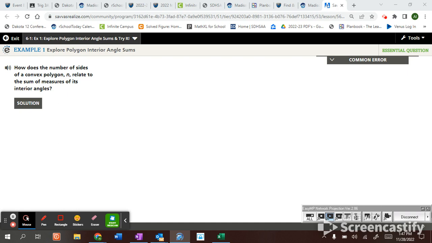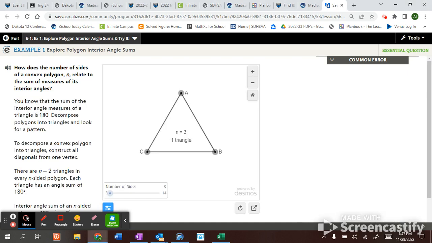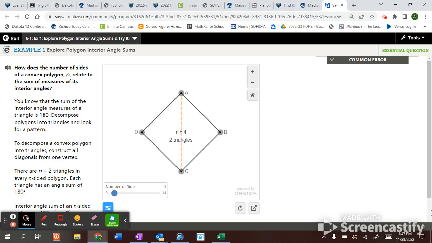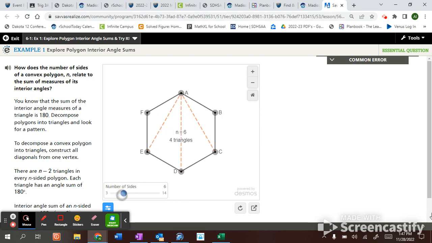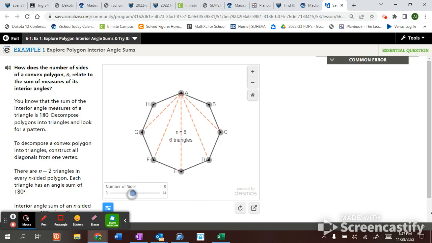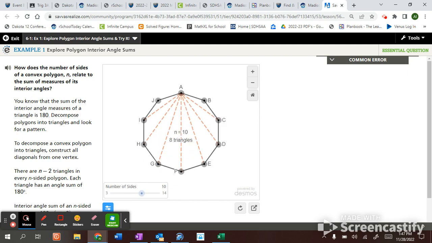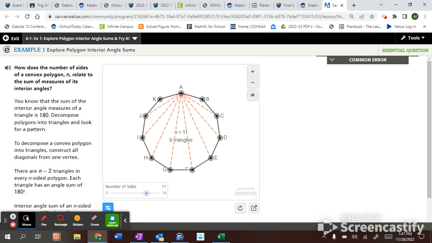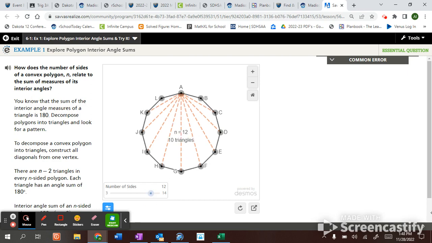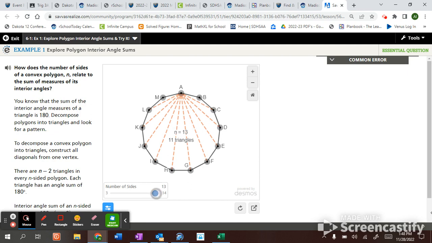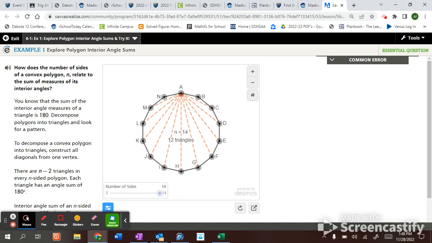So, boom. Triangle has 180. No matter what it looks like, it always has 180. That's not a triangle. So, triangle 180. We go 2 sides, 360. Okay? So, every time we add a side, we add a triangle, right? So, if there's 10 sides, there's 8 triangles. If there's 12 sides, there's 10 triangles. If there's 14 sides, there's 12 triangles, and so on.